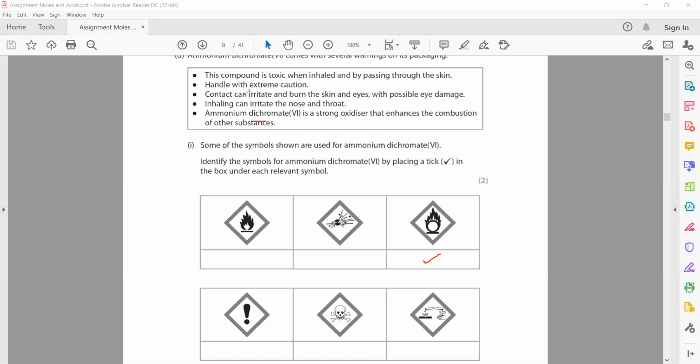Then they mention contact can irritate or burn the skin or eye, so this should be checked as well. Toxic, a toxic chemical, this is the symbol for a toxic substance. And handle with extreme caution, so we should take caution. So we have to take these boxes. If it was a violent or explosive reaction, then we'd take this box, and if it was a flammable substance, we'd take this one, but we don't have to, because according to the warning on the packaging, we have to mention it is oxidizing, irritant, toxic, and it must be handled with caution.